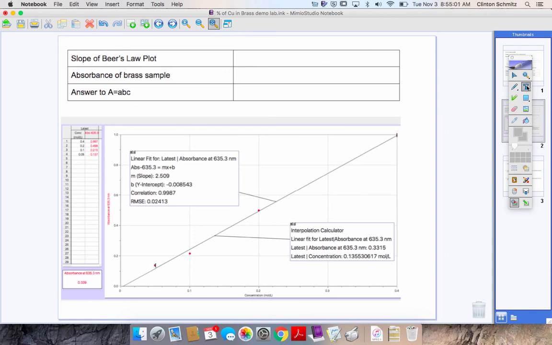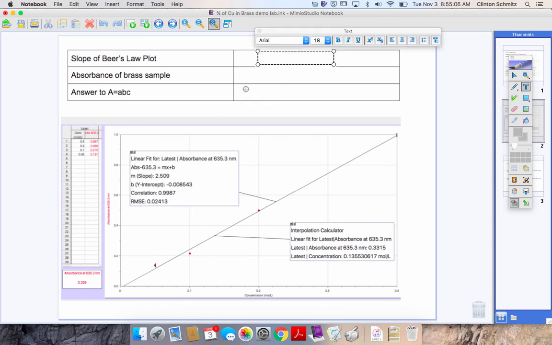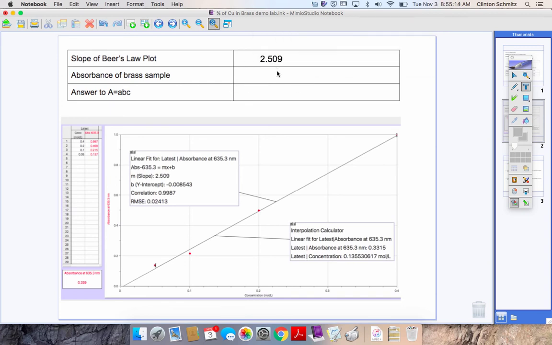And now what you're going to do is look at the slope of your Beer's Law plot. So my slope is 2.509. I'm going to enter that there. Then I'm going to look at, oh, I have to insert a text box here. It's being kind of finicky. So I'm going to look at the absorbance of my brass sample. It was 0.3315. That's right here. Okay, I have that down right there.